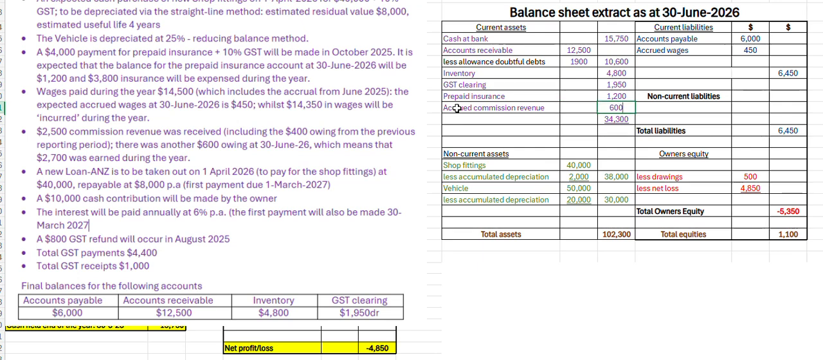Okay. We took out a loan during the year, 40k, repayable at 8k per annum. We haven't made any payments yet, but if we look at the dates, our balance day is 30th of June. Our first payment is going to be made in less than 1 year. So let's reflect that in our balance sheet. So we've got 8,000 current. We're just going to call that loan ANZ. And the remaining 32k will be non-current because that will not be paid for a period of more than 12 months.